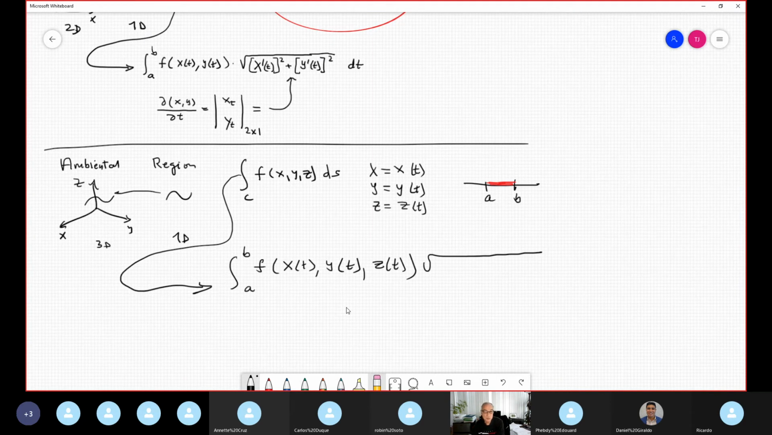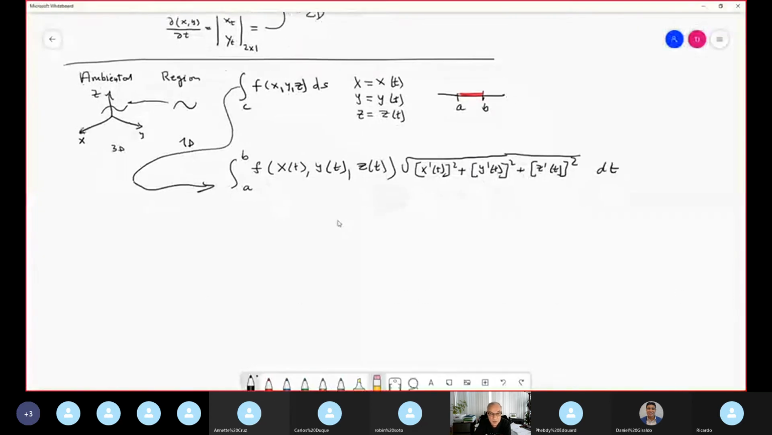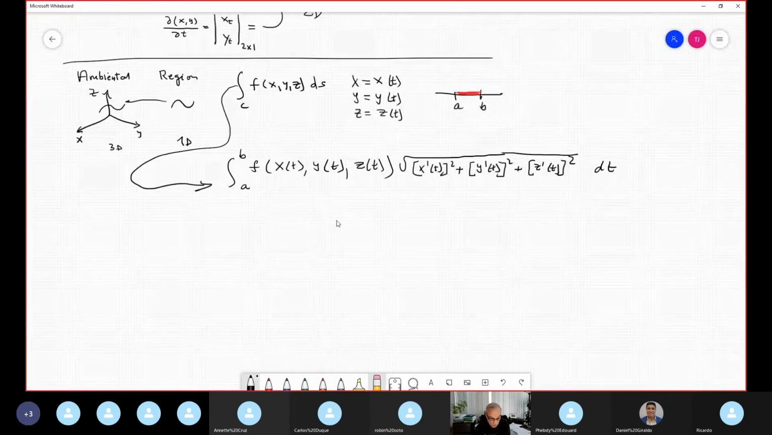In 2D, or now in 3D, it is the square root of x prime of t squared plus y prime of t squared plus z prime of t squared, dt. Okay, I understand, I did it like that before. However, is this also a Jacobian, or no?